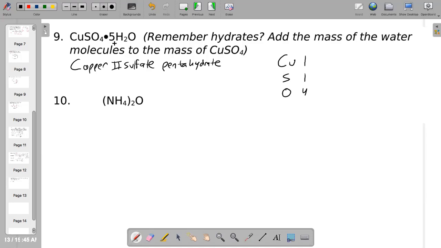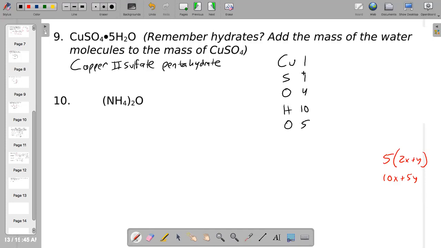So the 5 out front, much like in an algebraic equation, maybe I have 5 times 2x plus y, you distribute the 5 in. So that's the same as having 10x plus 5y. In other words, you multiply the coefficient out front by anything that's inside. Here I've got 5 waters, so it's 5 water molecules, and every water molecule has 2 hydrogens. So 5 times 2 must be 10 hydrogens. And then there's 5 times 1, or 5 more oxygens.